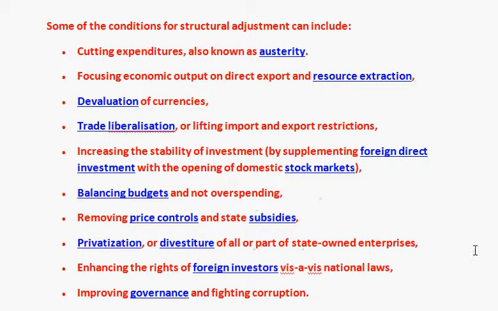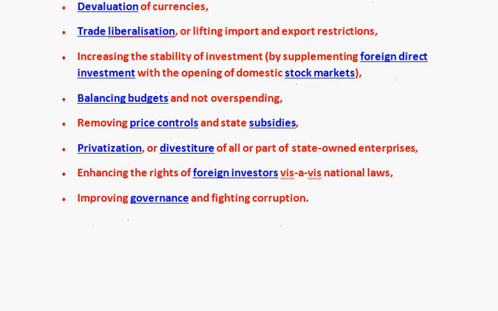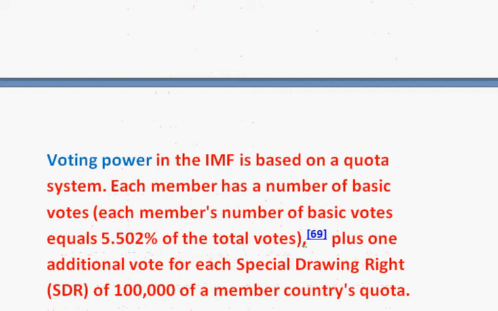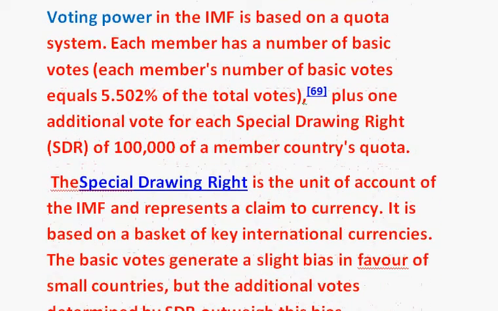Then enhancing the rights of foreign investors so that more FDI can come, and then improving governance and fighting corruption. So it means that the country has to make all these changes before taking the loans.